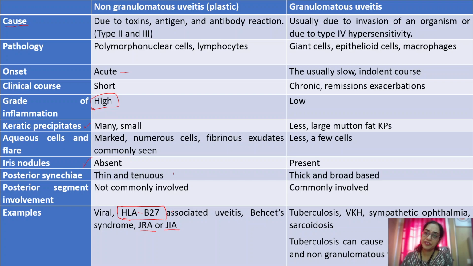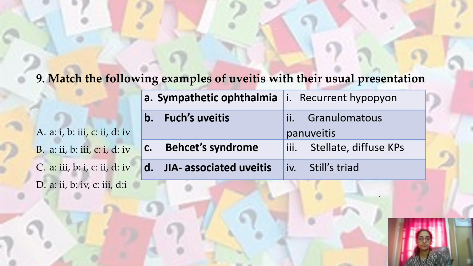So common causes of granulomatous inflammation are tuberculosis and VKH. VKH is Vogt-Koyanagi-Harada syndrome. It is a granulomatous panuveitis which tends to be bilateral. Sympathetic ophthalmia is again a granulomatous panuveitis that is seen in a sympathizing eye following trauma to the other eye. Then sarcoidosis. So these are common causes of granulomatous uveitis. Tuberculosis here can present with both non-granulomatous and granulomatous types of uveitis.